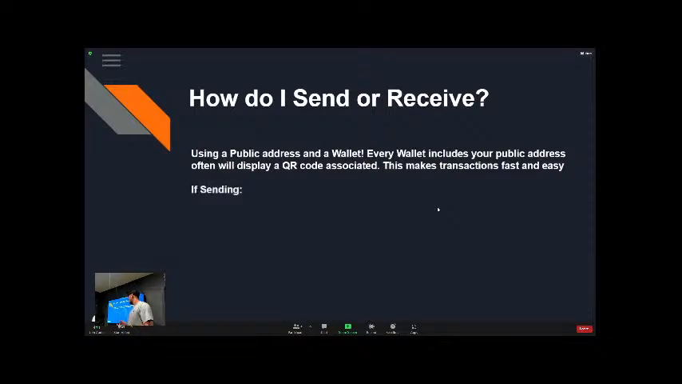So if you're sending, what do you do? You scan whoever's public address. It's going to input their wallet info in there for you. You're going to enter the amount that you wish to pay, and in some wallets you can adjust the fee. If you're a beginner, I don't typically recommend adjusting that fee. You can get your transaction stuck if you don't know what you're doing.